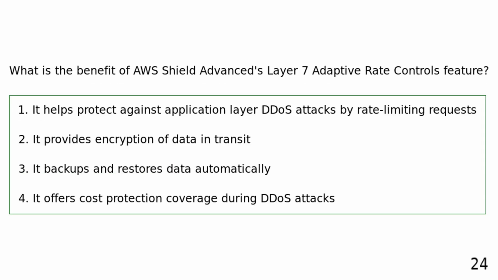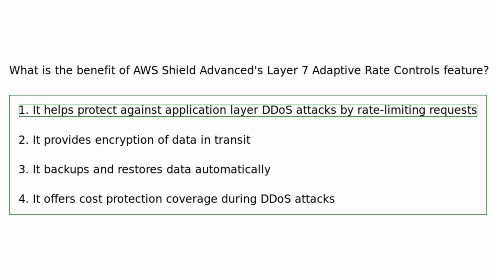What is the benefit of AWS Shield Advanced's Layer 7 Adaptive Rate Controls feature? It helps protect against application layer DDoS attacks by rate-limiting requests. It provides encryption of data in transit. It backs up and restores data automatically. It offers cost protection coverage during DDoS attacks. The Layer 7 Adaptive Rate Controls feature in AWS Shield Advanced helps protect against application layer DDoS attacks by rate-limiting requests, ensuring application availability during traffic spikes.